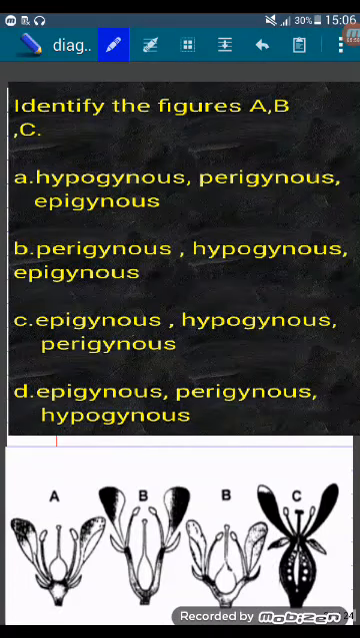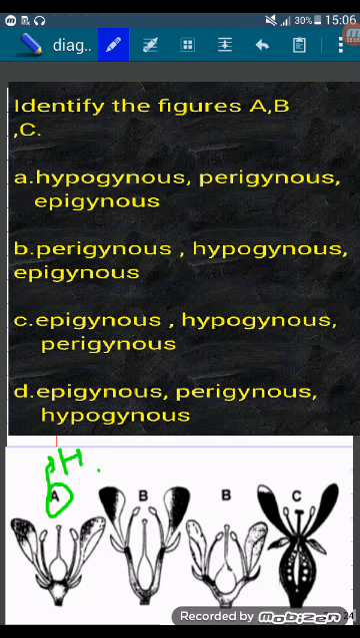Identify the figures A, B and C. Figure A is of hypogynous flower in which ovary is superior than other parts of flower. B is perigynous in which ovary is half inferior. C is epigynous in which ovary is inferior than other parts of the flower. So answer is A.